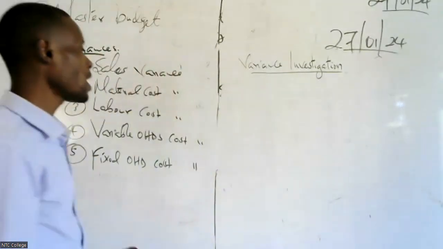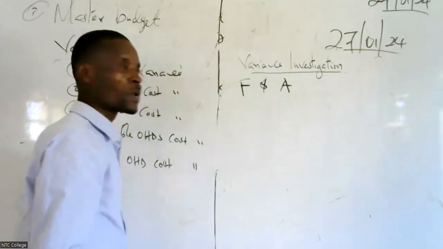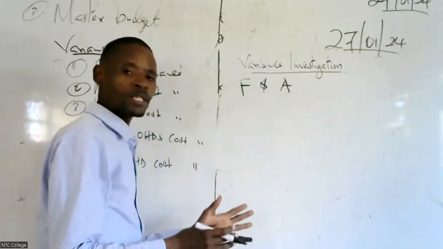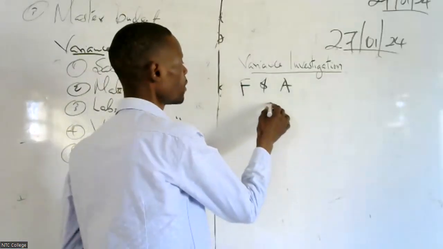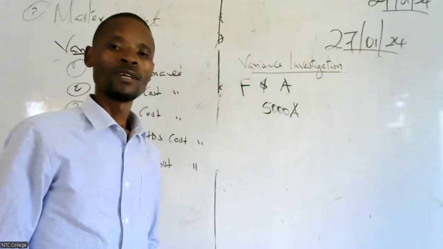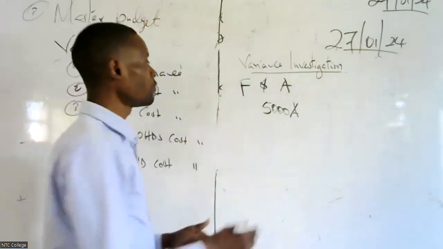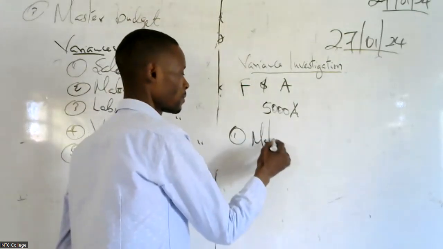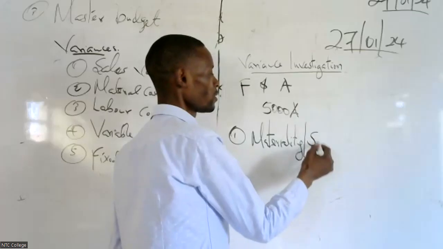So we are saying a variance is either favorable or adverse. F stands for favorable, A stands for adverse. So therefore, to investigate a variance, you need to look at some of the factors. Maybe you have gotten a variance of 5,000, which is adverse in respect to maybe material cost. To the company is an adverse. So factors to consider whether to investigate this variance or not. One is materiality, or significance.